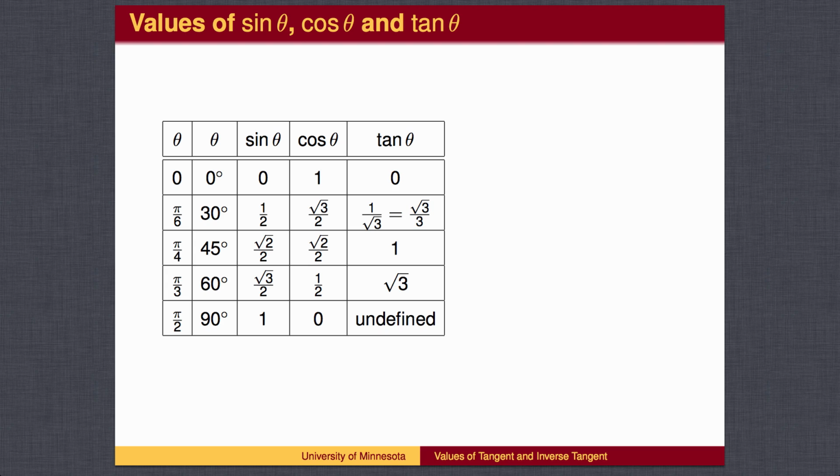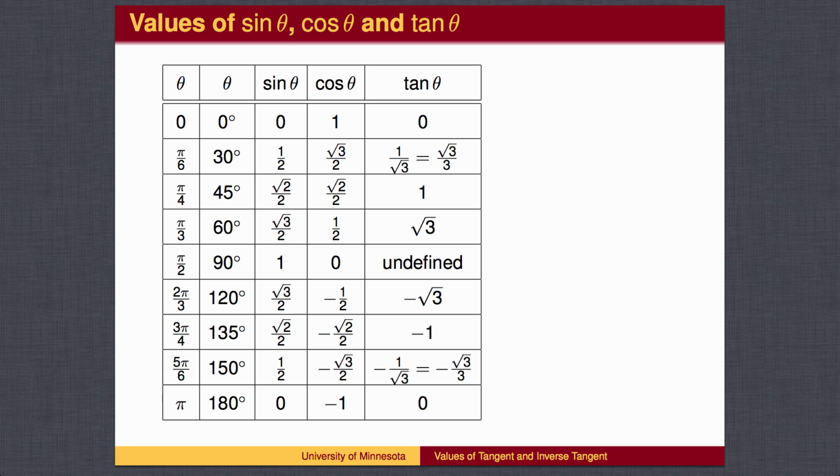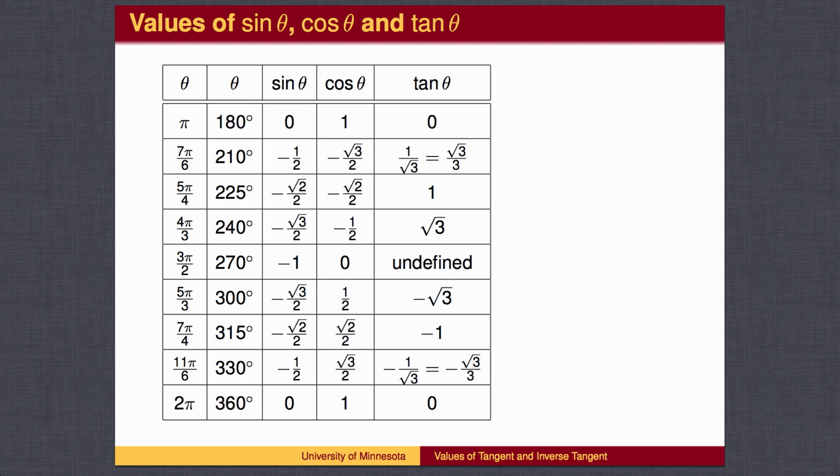The tangent of pi over 4 is 1. The tangent of pi over 3 is the square root of 3. The tangent of pi over 2 is 1 divided by 0, which is undefined. Having established the first quadrant values, we can then use the symmetry of the circle to find values in the second quadrant, the third quadrant, and the fourth quadrant.